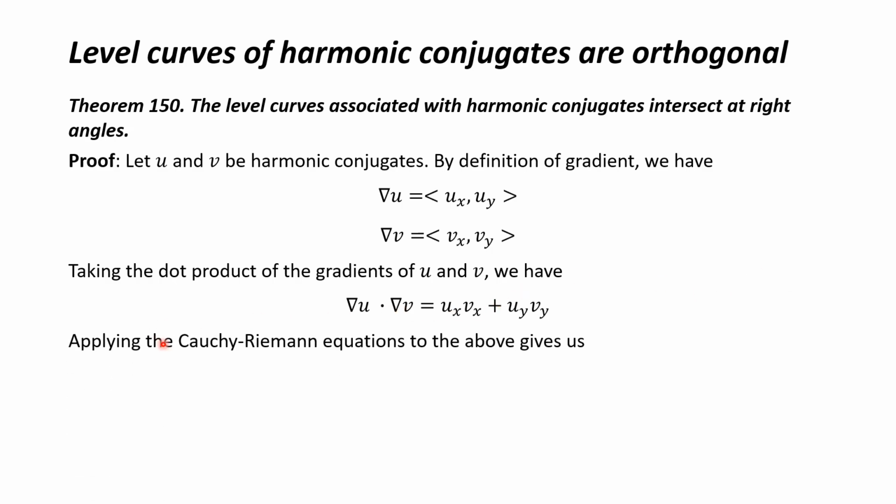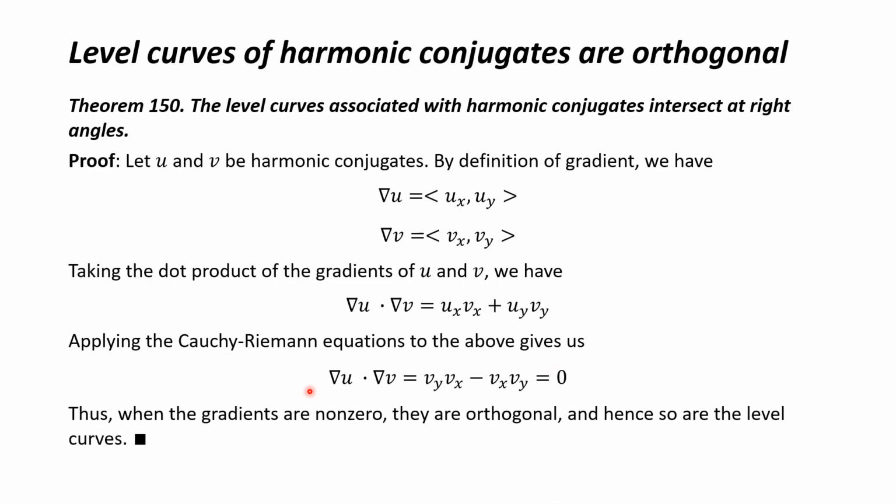And then the key part is we have the Cauchy-Riemann equations, and we can make some substitutions here. The partial of U with respect to x equals the partial of V with respect to y, and the partial of U with respect to y equals negative the partial of V with respect to x, and we get the same term here and here, so they equal 0. And from what we said on the previous slide about the dot product, that means that when the gradients are not 0, they are orthogonal, and that means that the level curves are orthogonal at points of intersection.